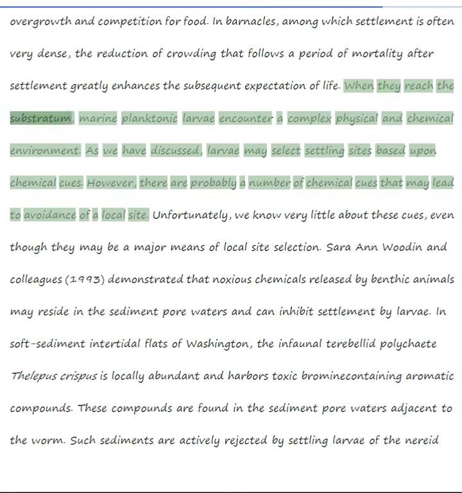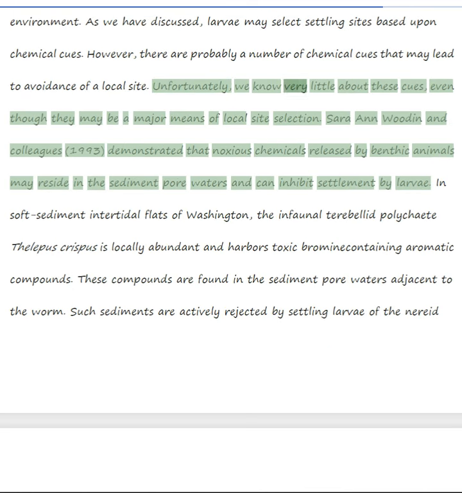When they reach the substratum, marine planktonic larvae encounter a complex physical and chemical environment. As we have discussed, larvae may select settling sites based upon chemical cues. However, there are probably a number of chemical cues that may lead to avoidance of a local site. Unfortunately, we know very little about these cues, even though they may be a major means of local site selection. Woodin and colleagues demonstrated that noxious chemicals released by benthic animals may reside in the sediment pore waters and can inhibit settlement by larvae.